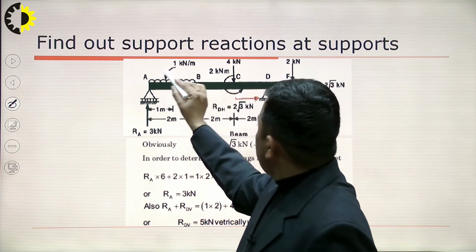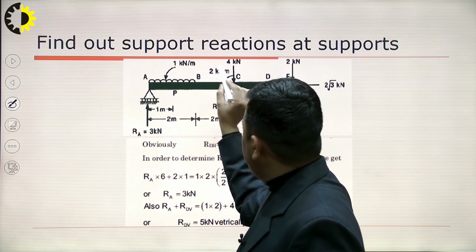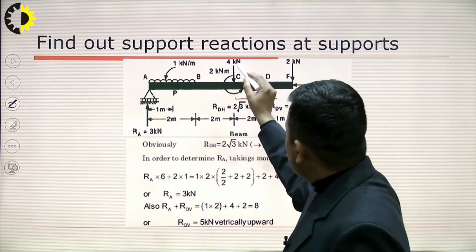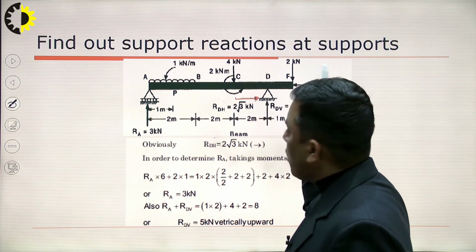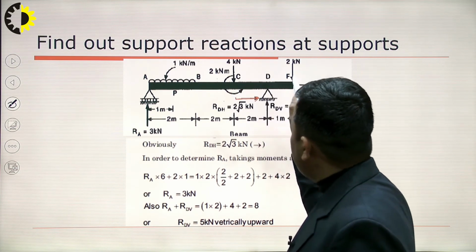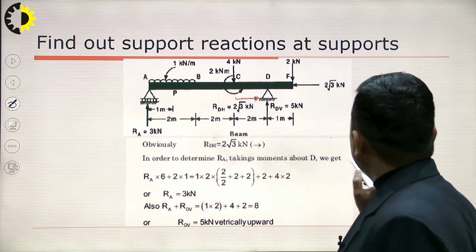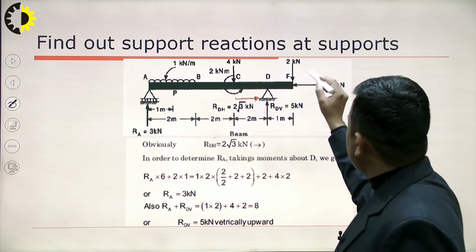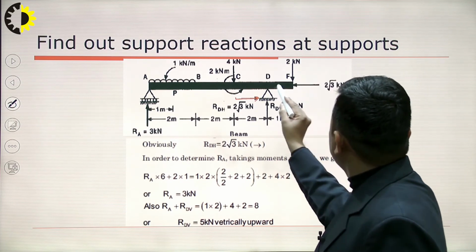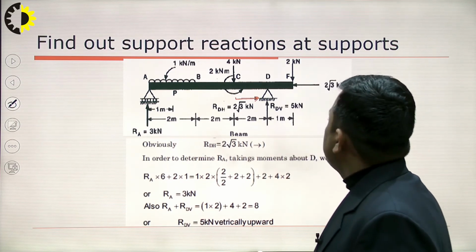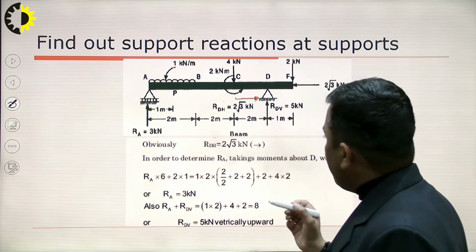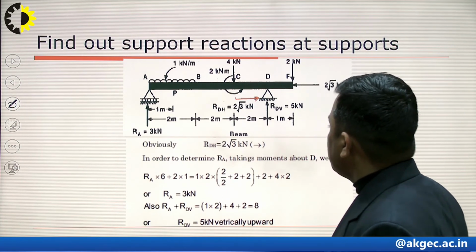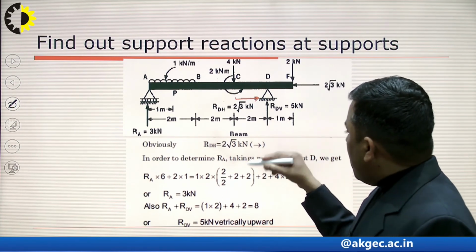From point A to B, there is a UDL of 1 kilonewton per meter intensity. At point C, there are two things: a 4 kilonewton downward load and a pure moment of 2 kilonewton meter intensity. At point F, there are two forces, 2 kilonewton vertically downward and 2 under root 3 horizontal. So now here is the scope of applying all three equations: sigma Fx equal to 0, sigma Fy equal to 0, and sigma M equal to 0.